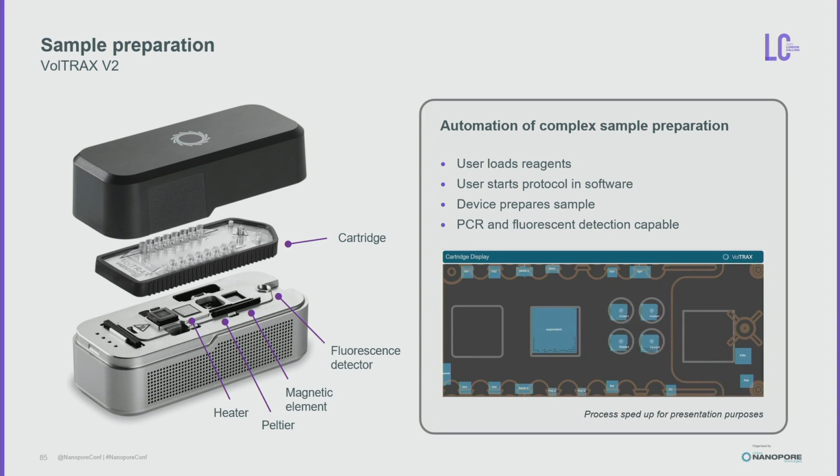So you have a small device, you've got a cartridge, and on the device you've got fluorescence detectors, magnetic elements, Peltier heaters. So you should be able to do pretty much everything you need to do in a complex experiment.